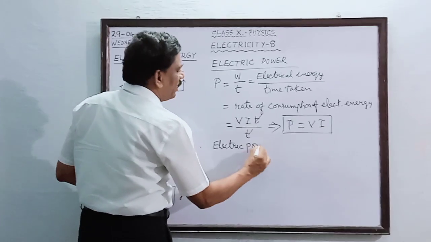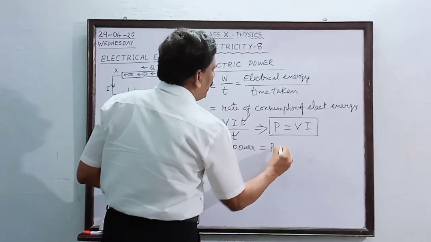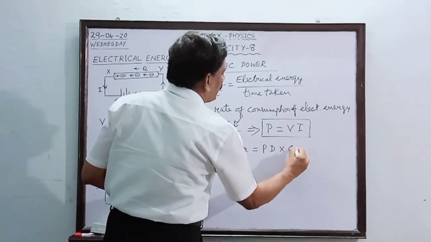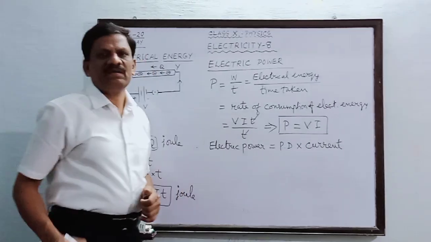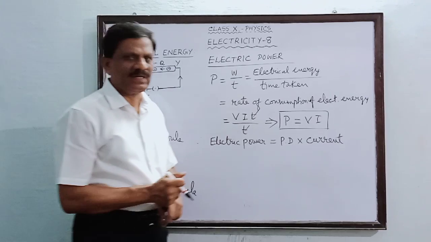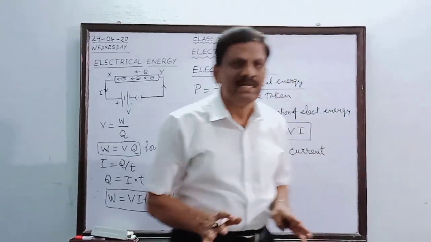Electric power is equal to the product of potential difference and the current. This is one of the expressions for electric power. We have shown that electric power is a product of the voltage and the current.